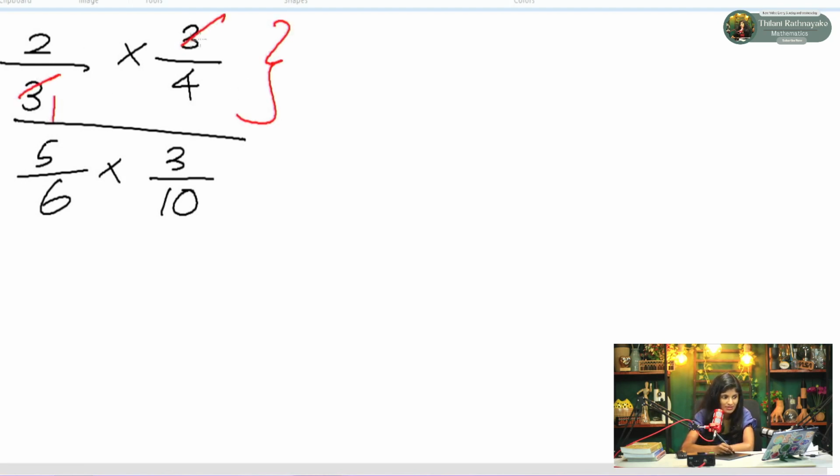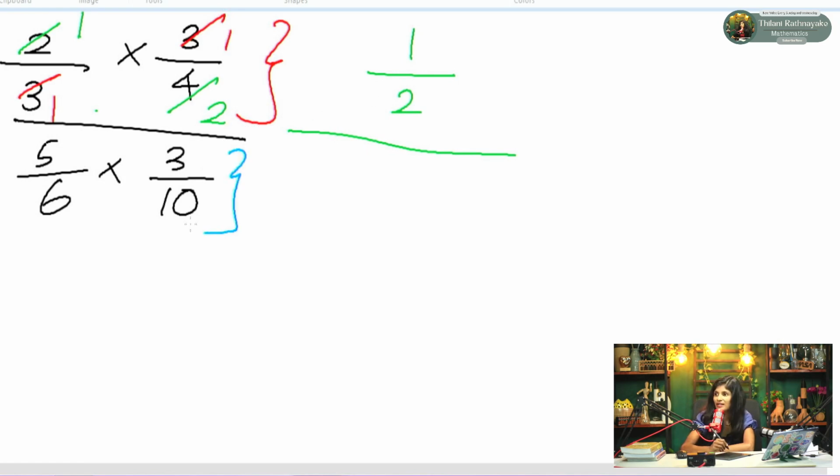3 times 1, 3 times 1. Here 2 times 1, 2 times 2. So 1 times 1 is 1, 1 times 2 is 2. I have simplified the first part of the long division mark. Now I am going to simplify the second part, or else the lower part. 3 times 1, 3 times 2 and here 5 times 1, 5 times 2. So 1 times 1 is 1, 2 times 2 is 4. Is it so? Yes, that's it.